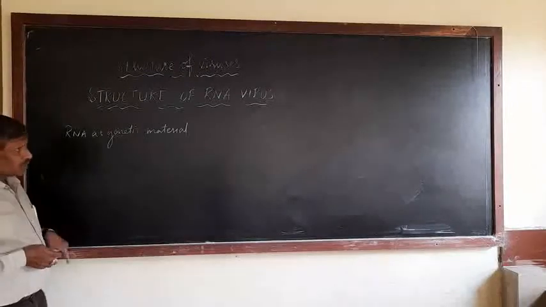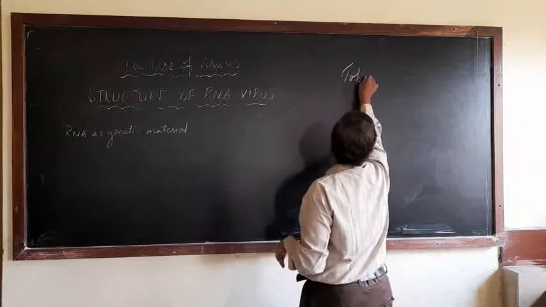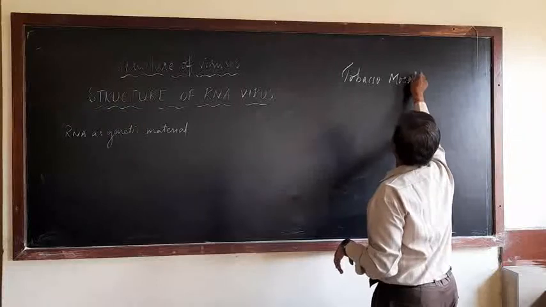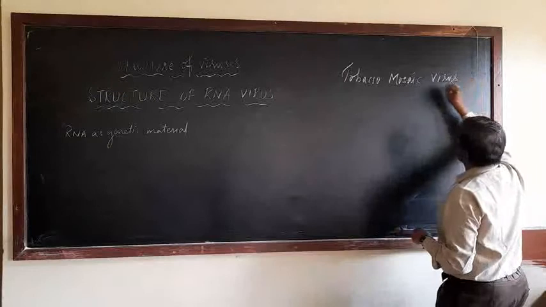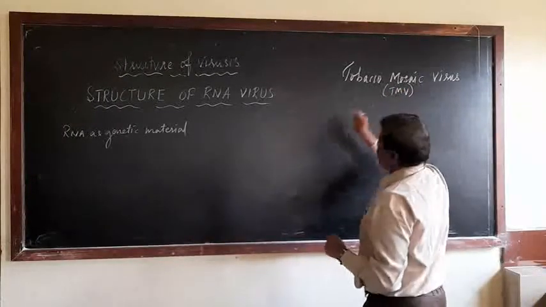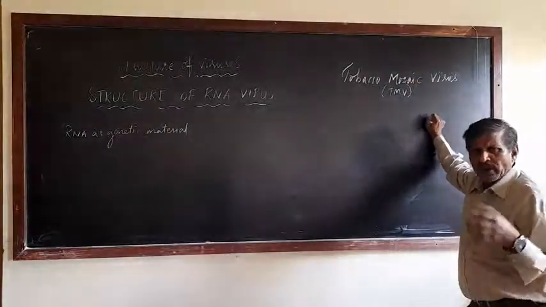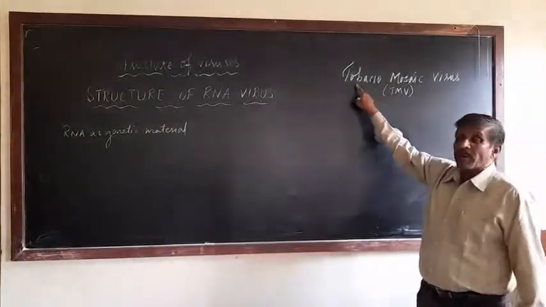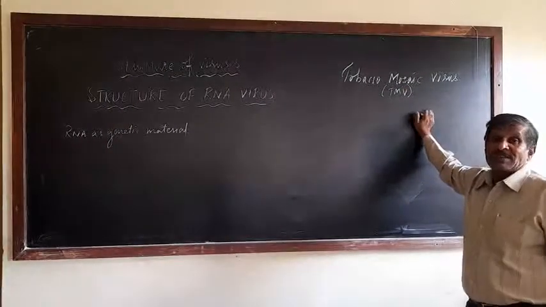For example, consider tobacco mosaic virus. We abbreviate tobacco mosaic virus in short as TMV. You all know that this tobacco mosaic virus causes mosaic disease in many other plants, including tobacco. That's why we refer to it as tobacco mosaic virus.